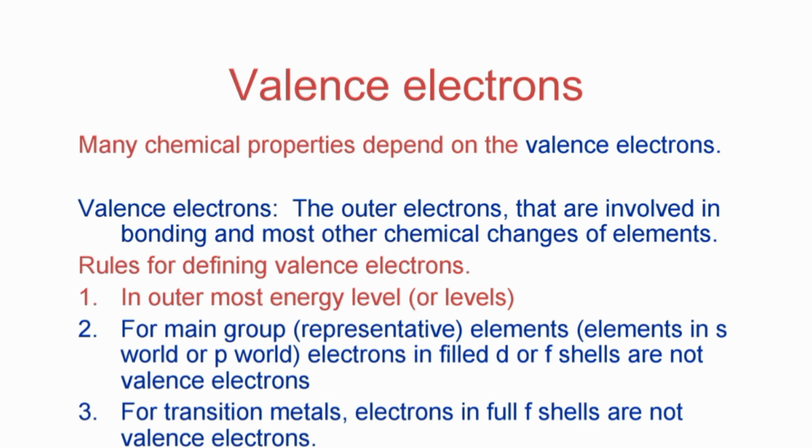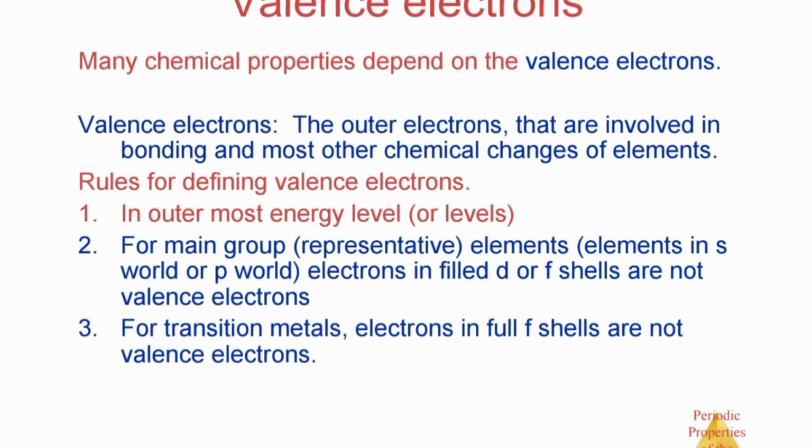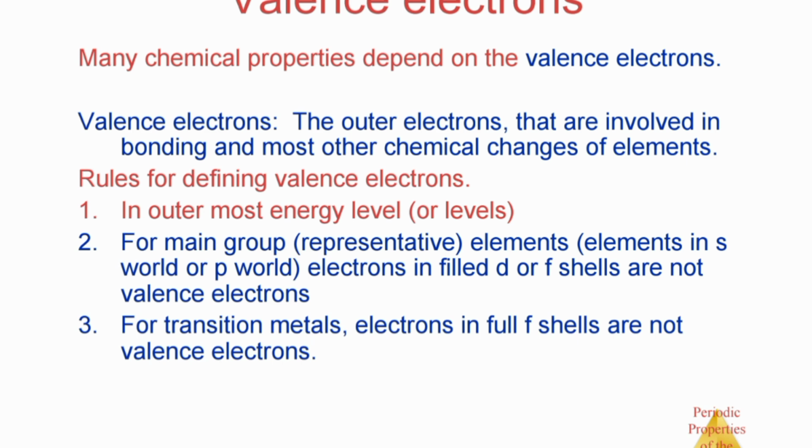Valence electrons. Many chemical properties depend on the valence electrons. The outer electrons are involved in bonding and most chemical changes of elements. Those are the valence electrons. Rules for defining valence electrons: electrons in the outermost energy levels. For main group elements, in s or p orbitals. Electrons in filled d or f shells are not valence electrons. For transition metals, electrons in the f shell are not valence electrons.